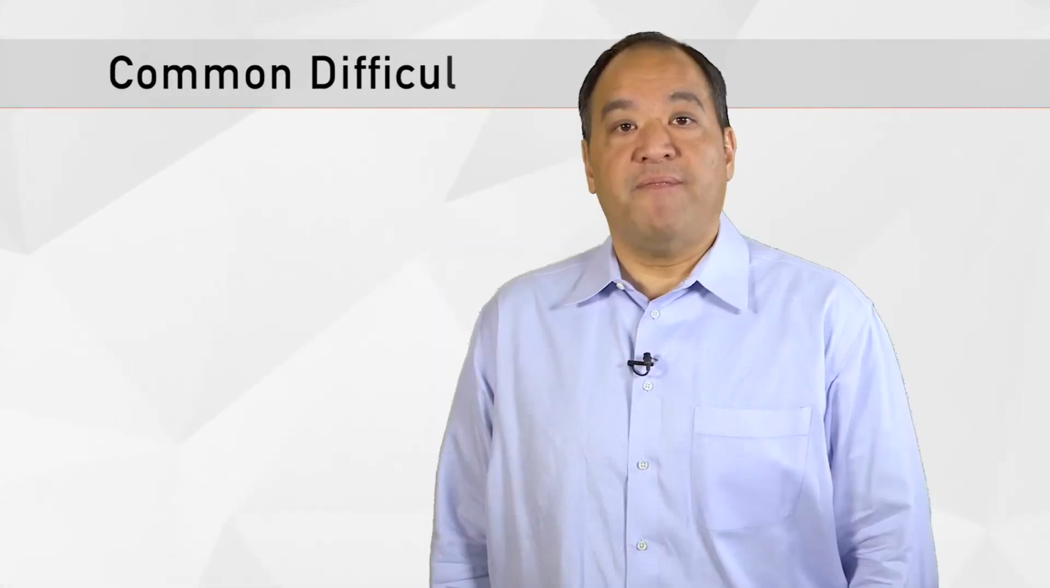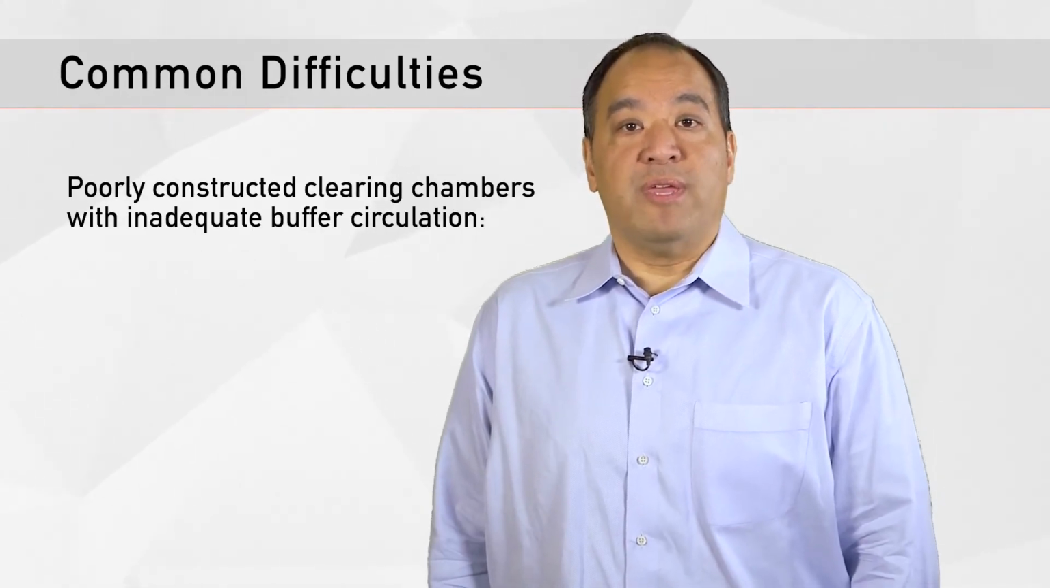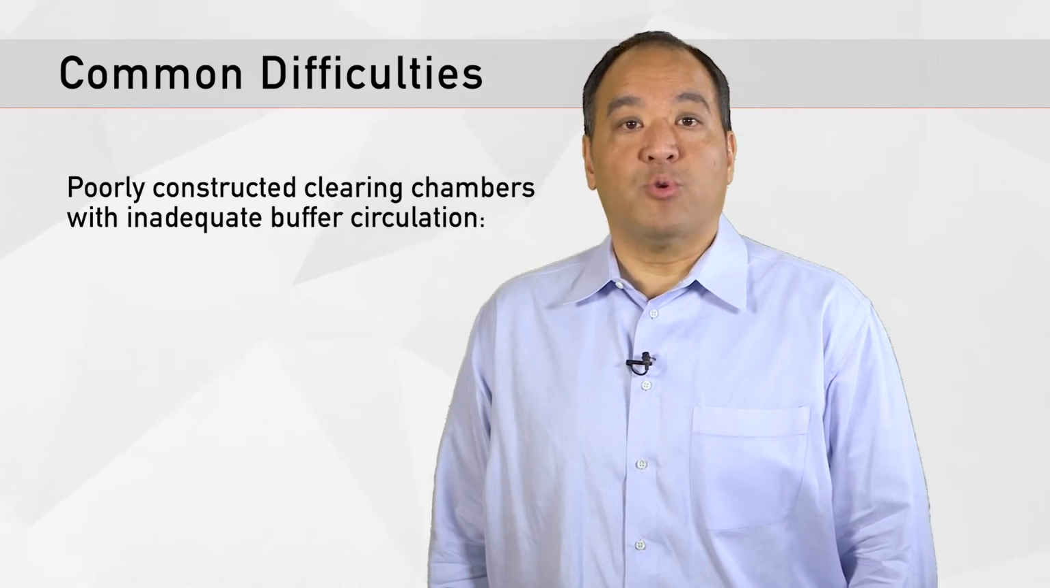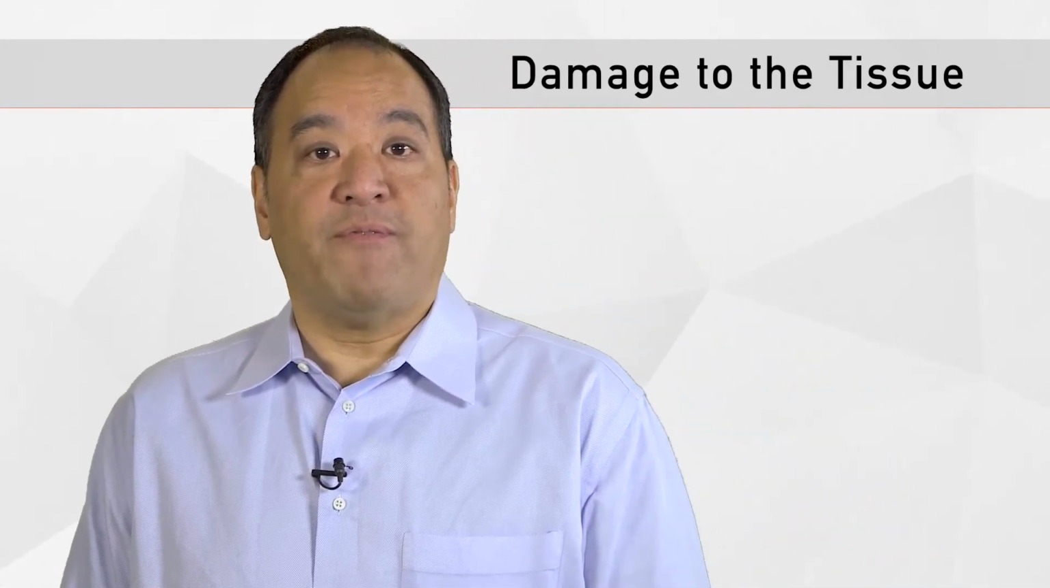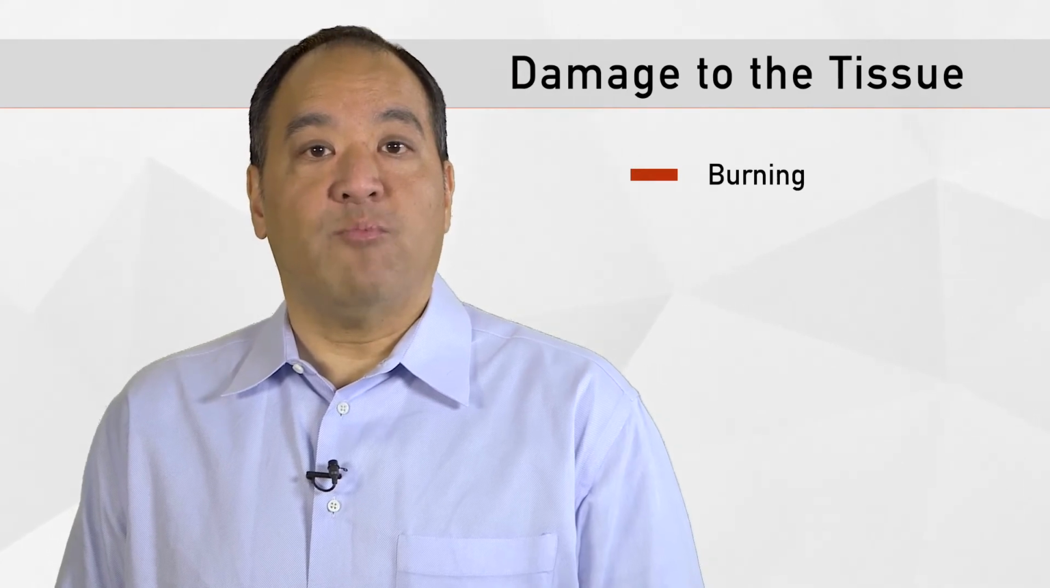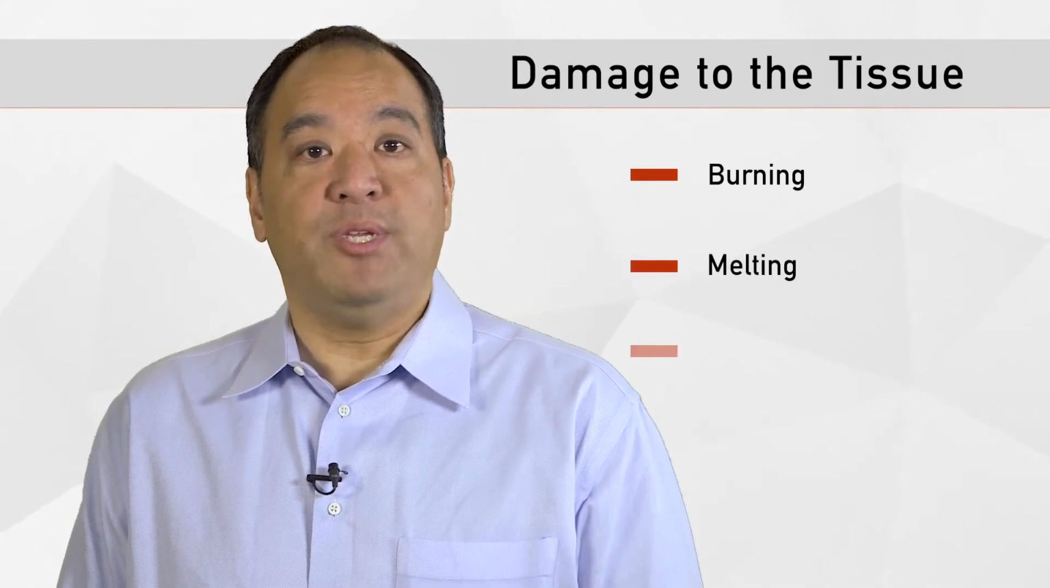Although CLARITY gives researchers unprecedented access to tissue imaging, there are some common difficulties scientists may face with electrophoretic tissue clearing. Poorly constructed clearing chambers with inadequate buffer circulation can leave bubbles trapped in chambers, causing poor temperature control and inadequate clearing. When the tissue sample is overheated due to a number of variables such as poor temperature control, irregular electrical currents, or inadequate buffer circulation, damage to the tissue can result in burning, melting, and the formation of black precipitates. The conditions that cause these problems can be very difficult to correct manually.